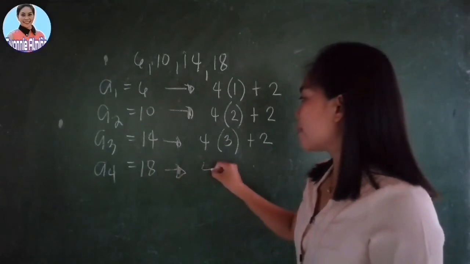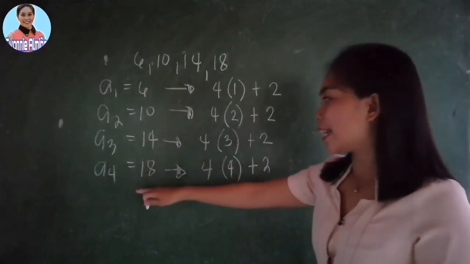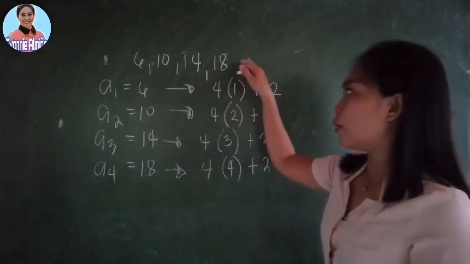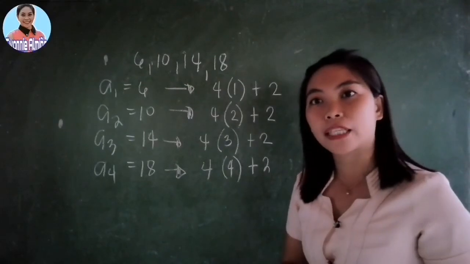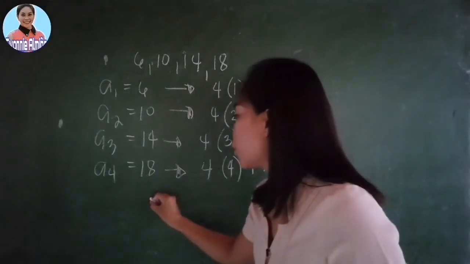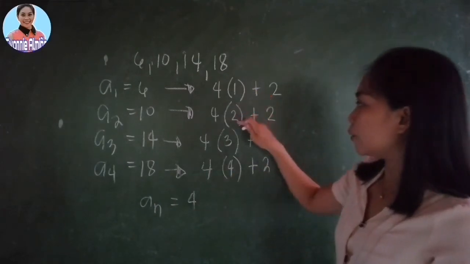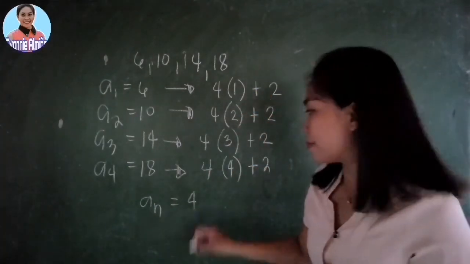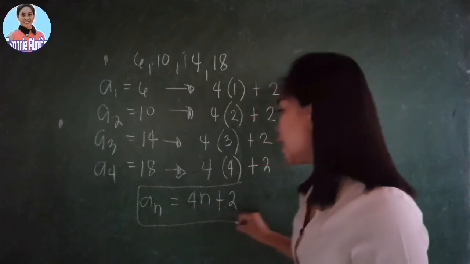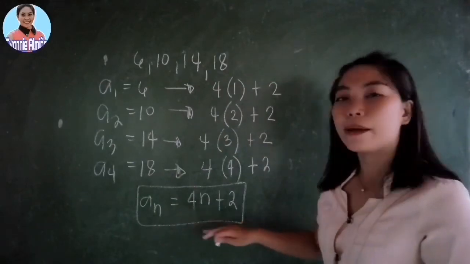Then, the last one is 4. So, a sub 4, you have 4 times 4 plus 2 is equal to 18. Now, what could be our general rule or what could be the equation of this sequence? Based from the pattern we have generated, this is our equation. So, finding the last term, you have a sub n is equal to 4, that is the constant. Then 1, 2, 3, 4 are the number of terms. So, that is 4n plus 2. So, therefore, the equation which best describes this sequence is 4n plus 2.